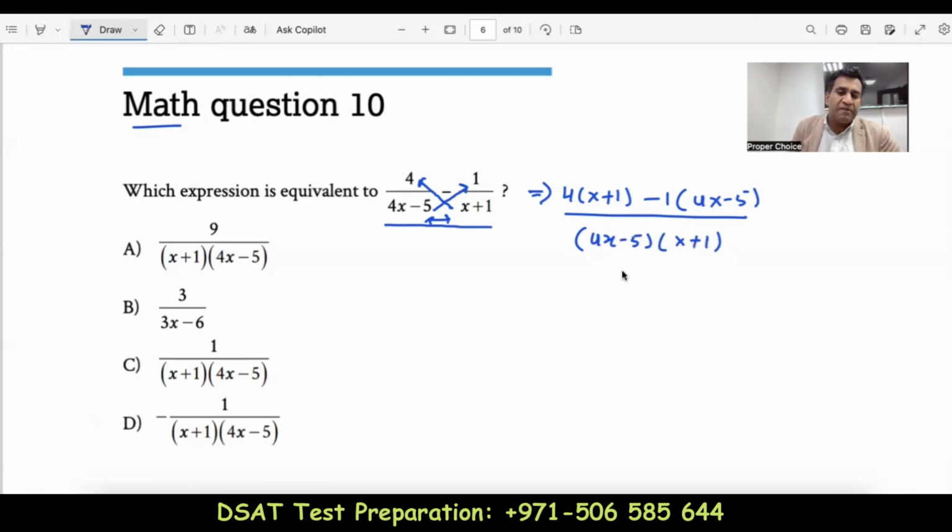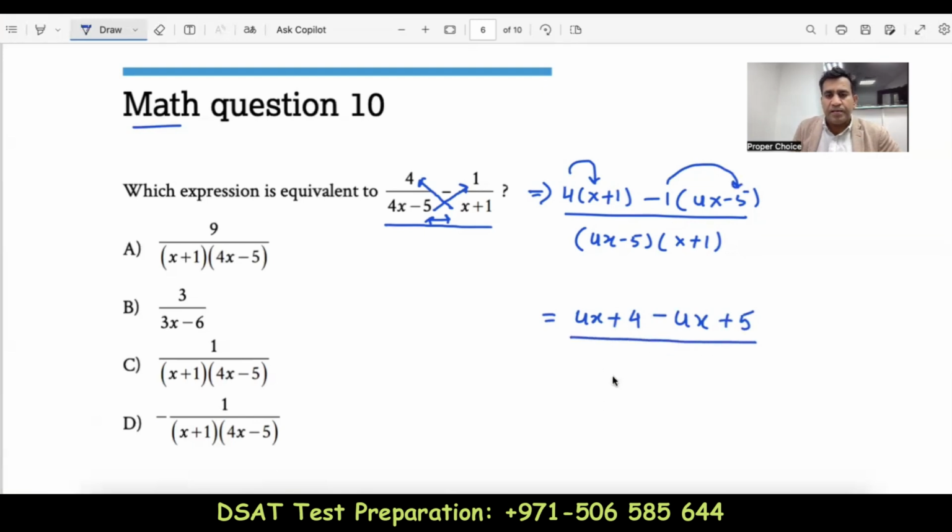Now don't go for simplifying the denominator, because the denominator is the same as whatever they have written, and one of the options is probably simplified, so focus more on the numerator. How do we do that next? 4 times x, just use distribution. 4 times x is going to be 4x, plus 4 times 1 is going to be 4. This minus sign is already there. 1 times 4x is going to be 4x. Minus times minus is going to be plus. 1 times 5 is going to be 5. Minus 1 times minus 5 is plus 5, by the way.